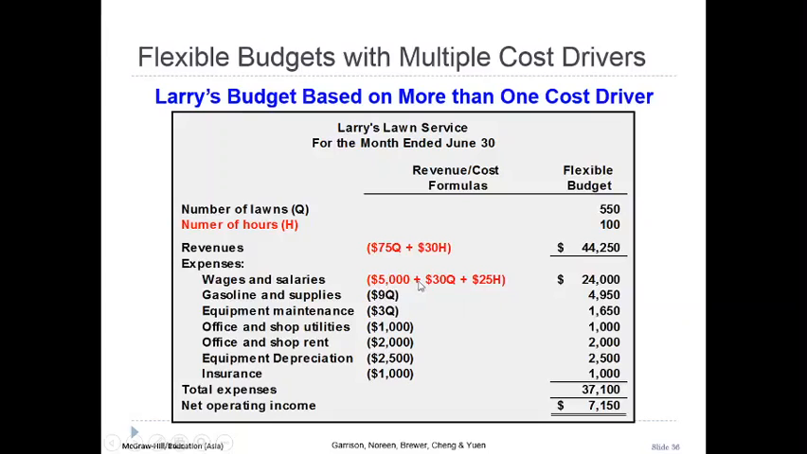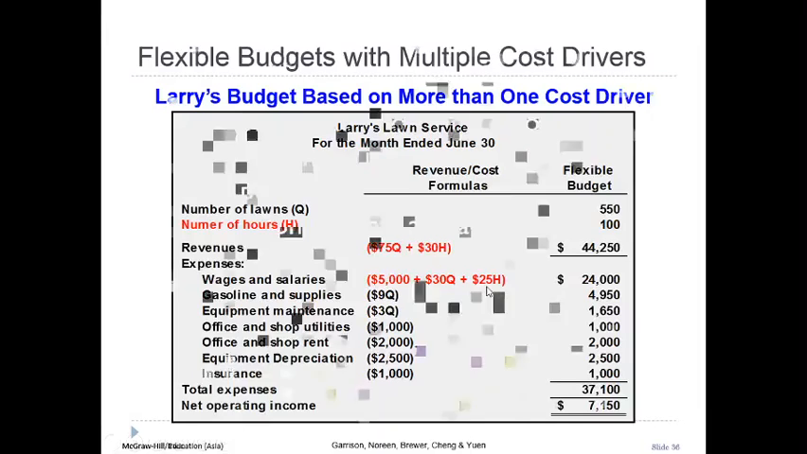So the wages and salaries right now have a fixed cost, and then one cost driver, which is the number of lawns, as well as an additional $25 per hour spent in mowing the lawns.